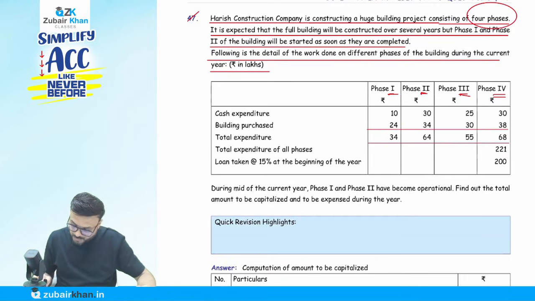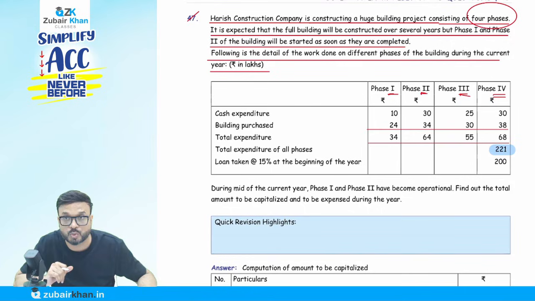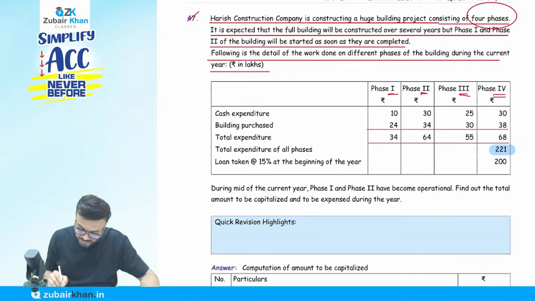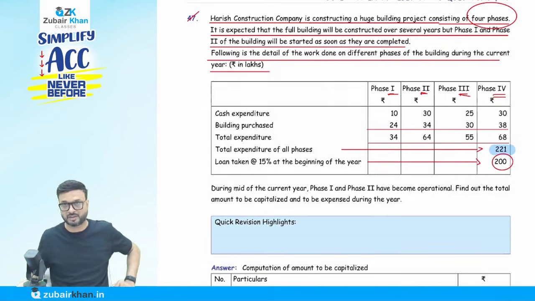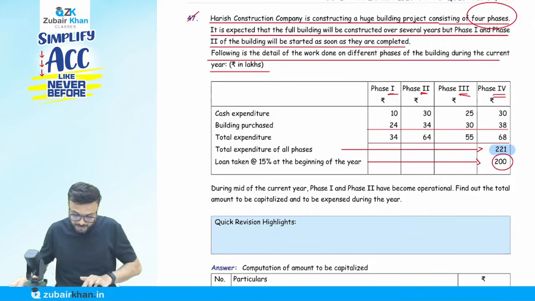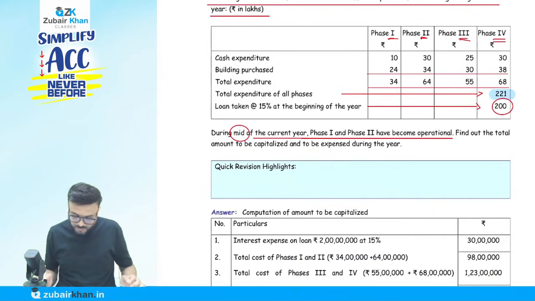If you do the total of these 4, that is coming here 221. Okay, if you do the total 34 plus 64 plus 55 plus 68, that is coming 221. But how much loan have they taken? They have taken a loan at the beginning of the year. How much? 200. Okay, 200 lakhs that they have taken. But during the mid of the current year, phase 1 and phase 2 have become operational. Find out the total amount to be capitalized and expensed.